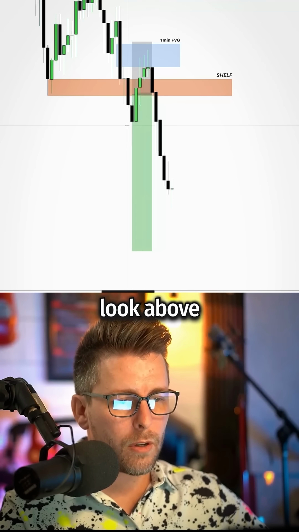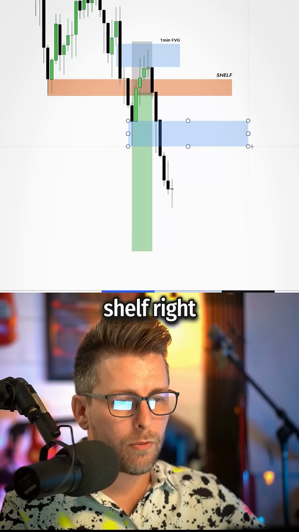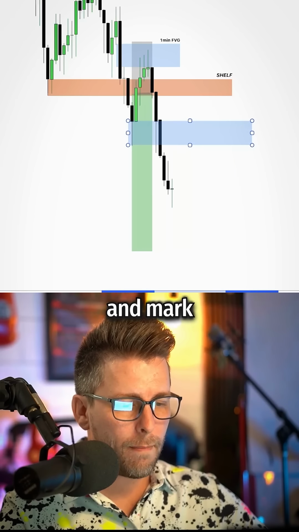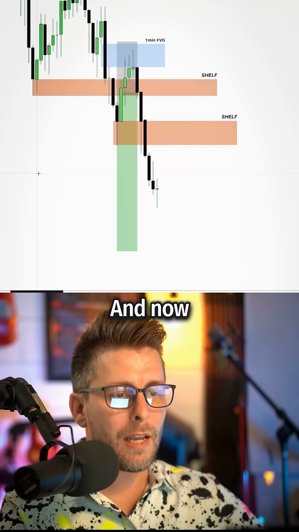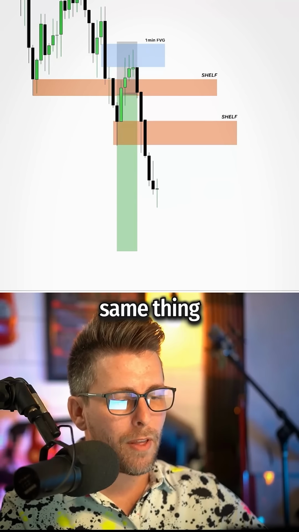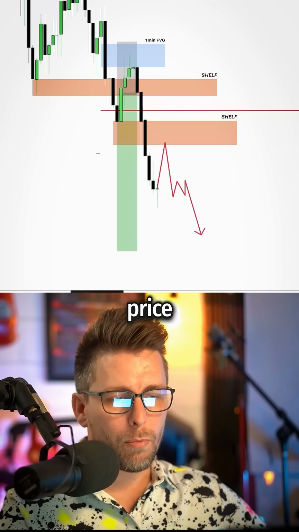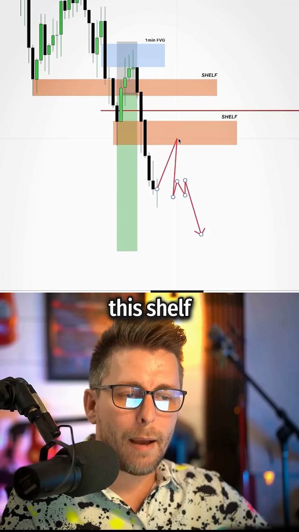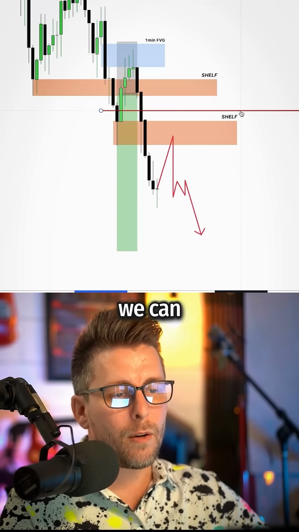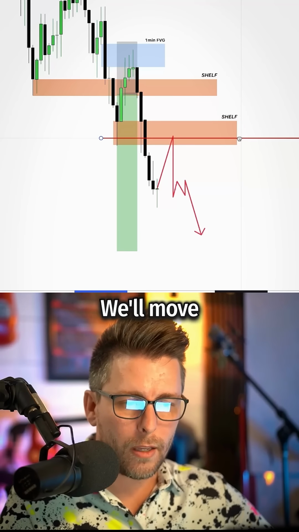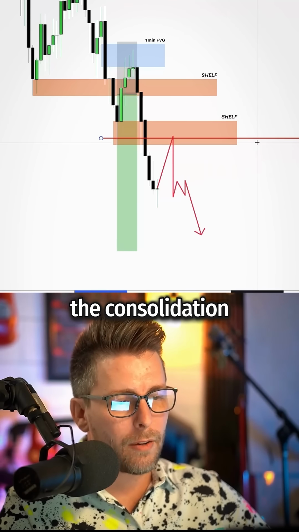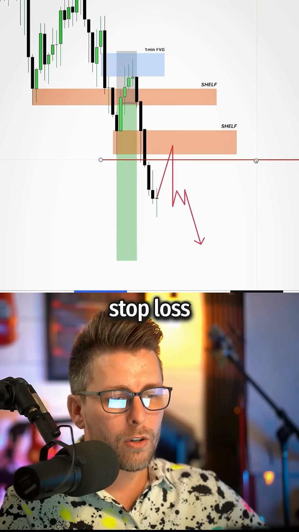So what we're going to do is look above us. We can see another shelf right here. I'm going to line this out and mark it just so it's easy for us to see. And now we're going to wait for the same thing to occur. We don't want to smother price. We want price to come back, tap this shelf, move down, and then we can take our stop loss and start trailing. We'll move into the shelf. Once she breaks down the consolidation, we'll move our stop loss even lower.